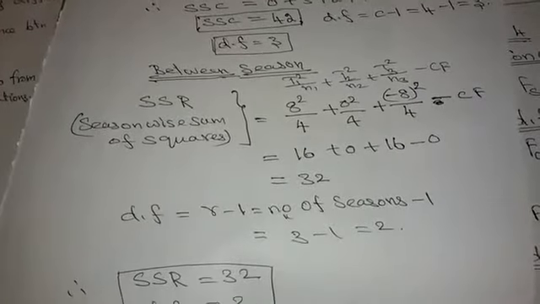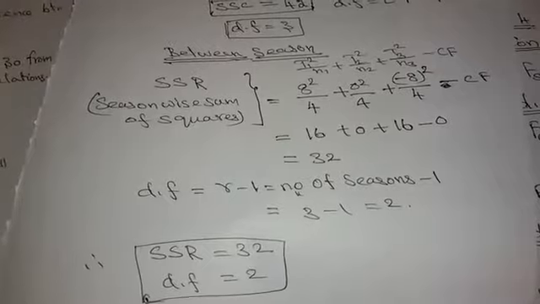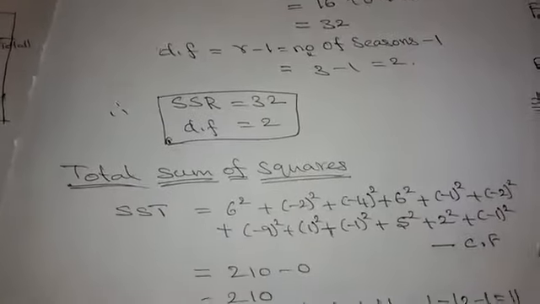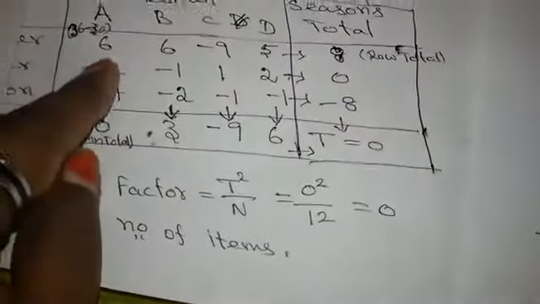of freedom is 2 here and the SSR value is 32, degree of freedom is 2. Next value you have to find out total sum of squares. SST value is nothing but you have to find the square of each data in the given table and find all the squares.